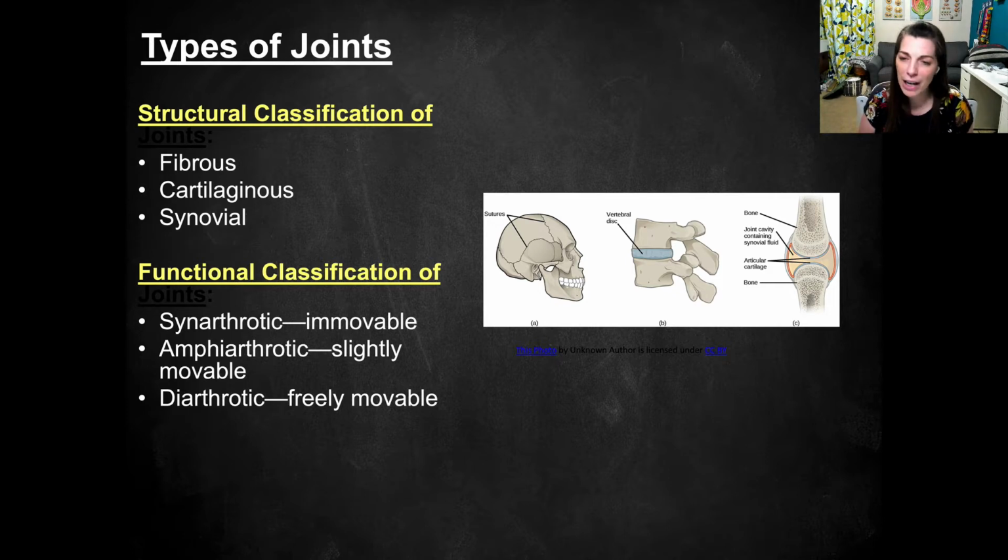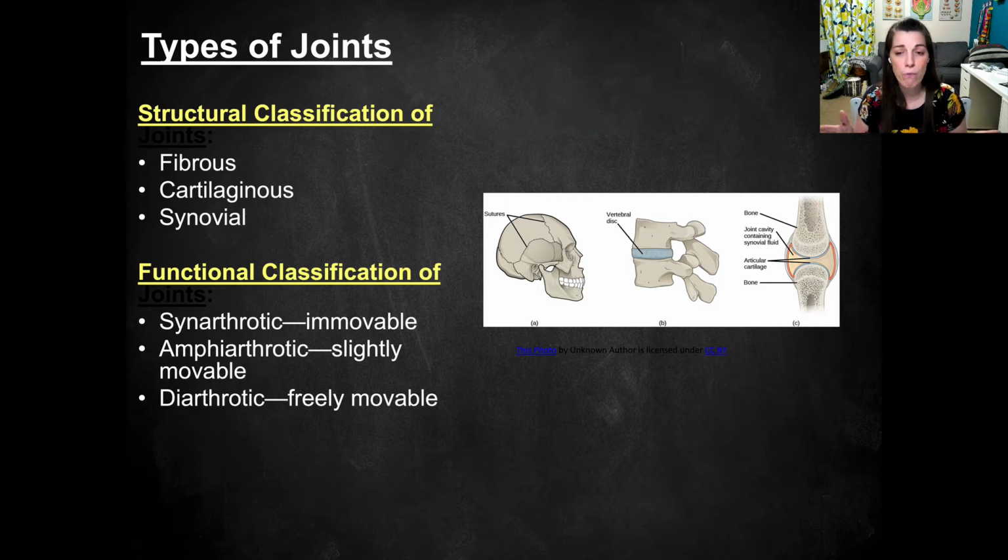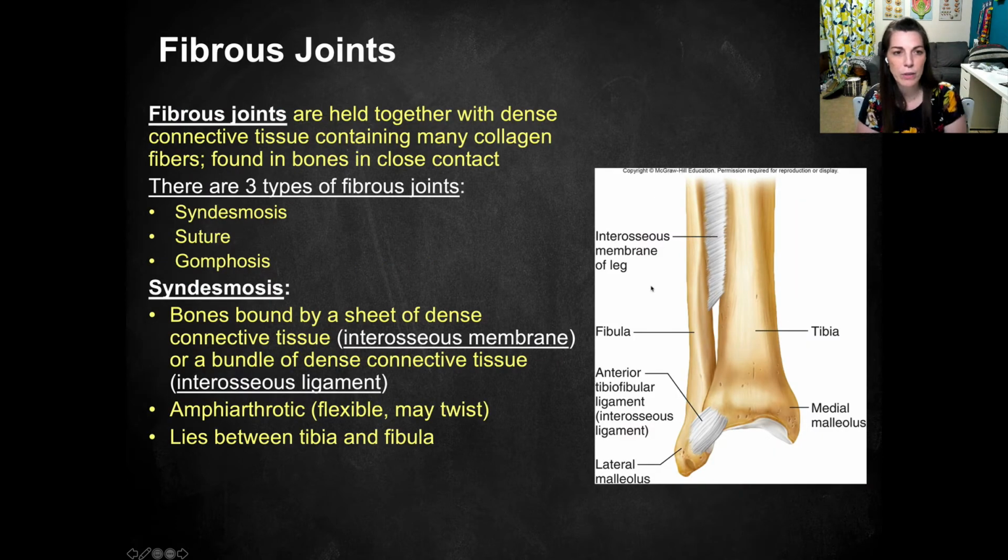You guys know frogs are amphibians, right? Like they can go in the water and out of the water. So amphiarthrotic means they're slightly movable. And then you have diarthrotic joints, which are freely movable joints. So you classify them based on what they physically look like and then how they move. That's it.